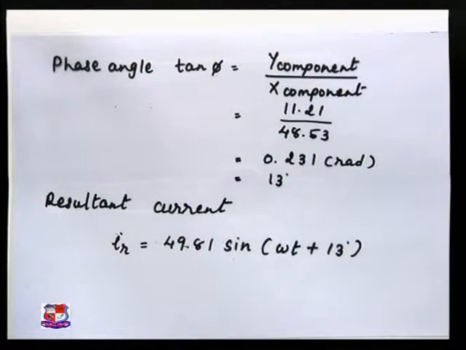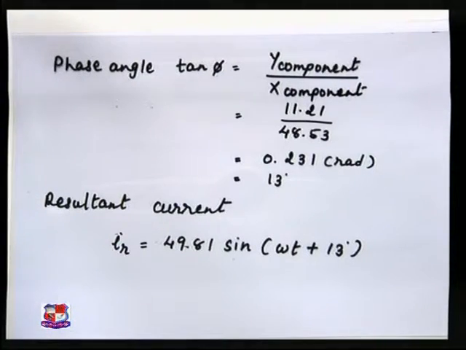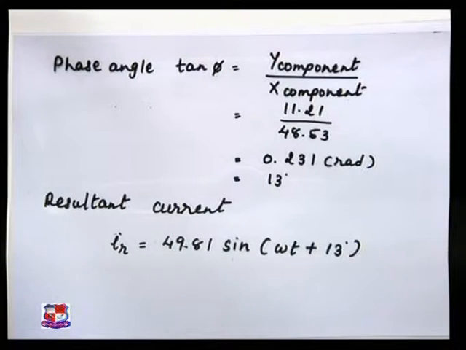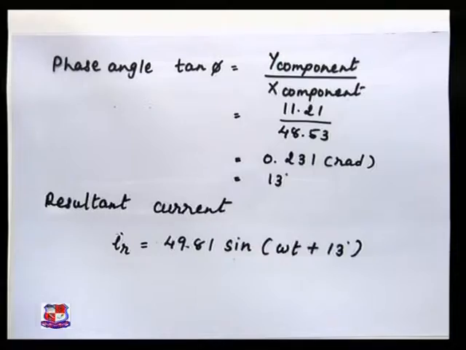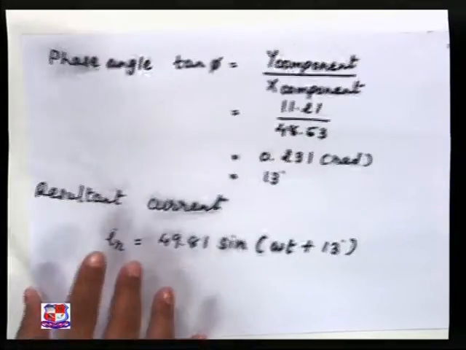Okay, so 49.81 is the magnitude of the resultant quantity and 13 is the phase angle of the resultant quantity. Whenever you find a resultant for given quantities, first of all you have to find the x component and the y component of the given quantities, then find the phase angle. So the actual value of the resultant is known to you in terms of magnitude as well as phase angle, and you write it in the form of an equation which is the combination of magnitude and phase angle both.